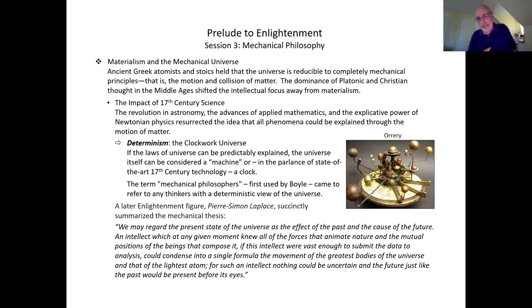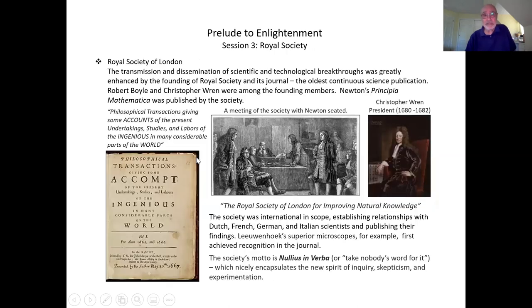And in the last session that we do for this class, I'll probably talk about Baruch Spinoza, the great Jewish philosopher of the 17th century, who has something to say about this. But this was a common idea among the intelligentsia of the 17th century, that determinism was possible.